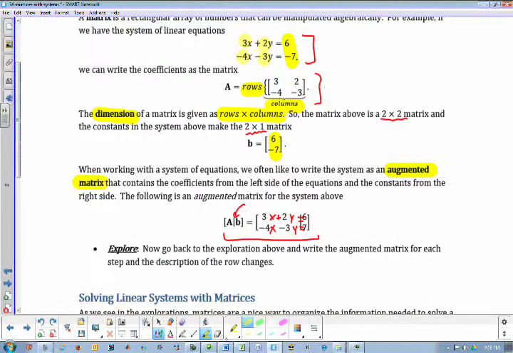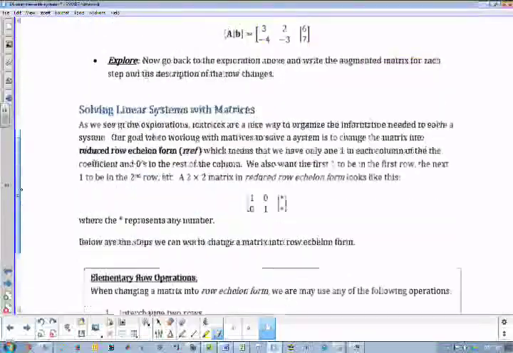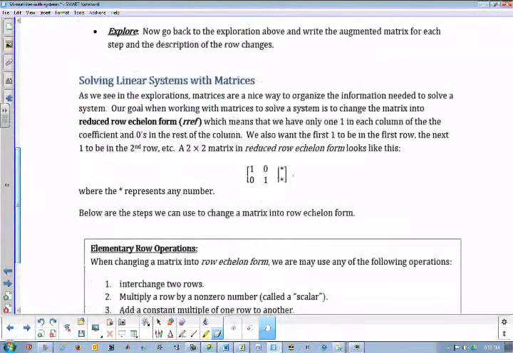Okay? And so the whole point of using a matrix is to be able to do the same work that we just did without so much stuff getting in the way, all the letters getting in the way. Okay? And so our goal, we're going to go back and solve that system with matrices. And our goal here is to get this. We're going to start with the augmented matrix that we have from our system, and we want to get it down to look like this.